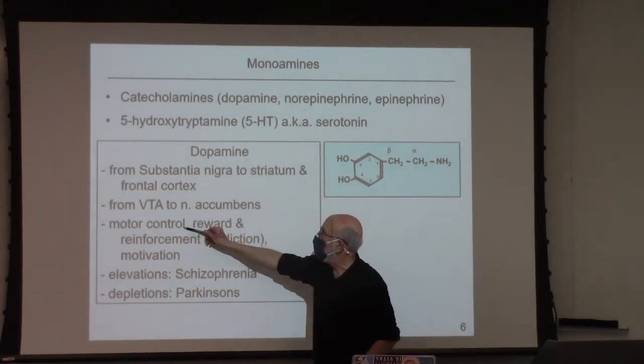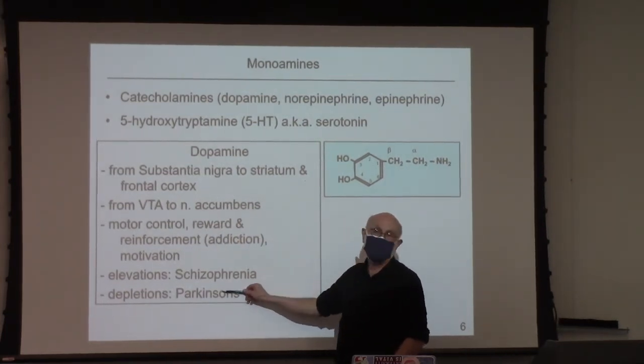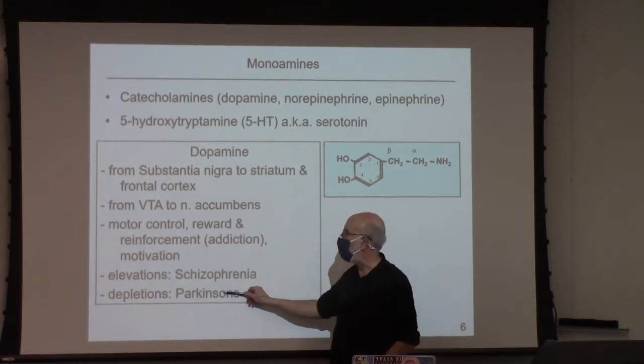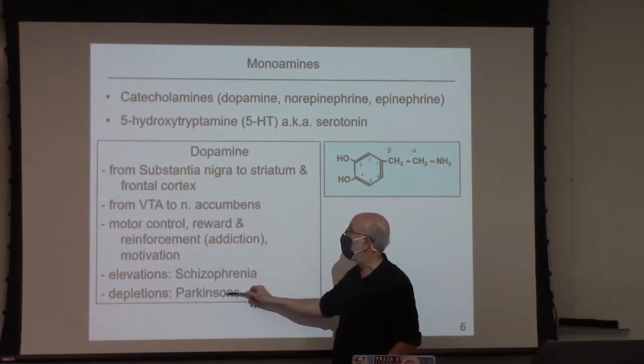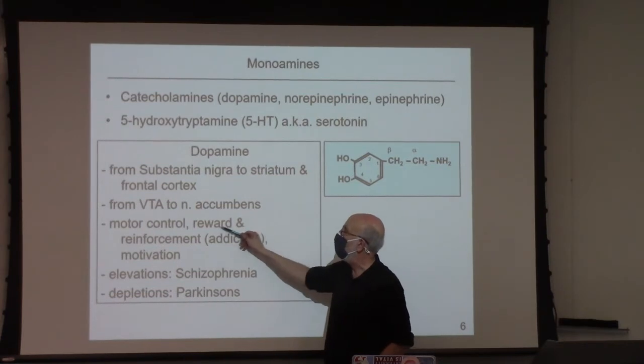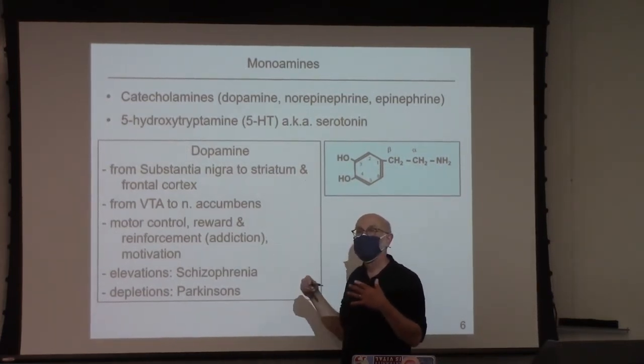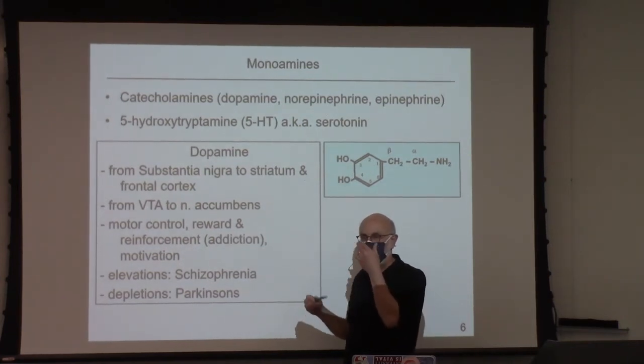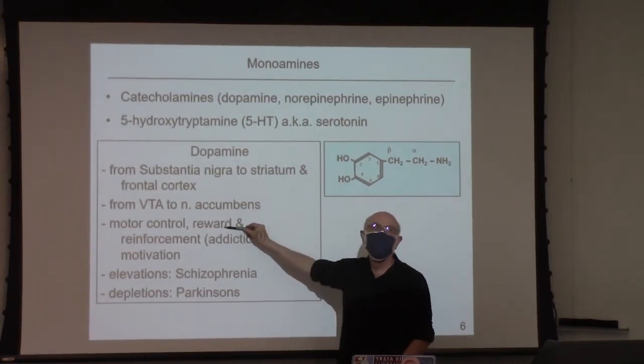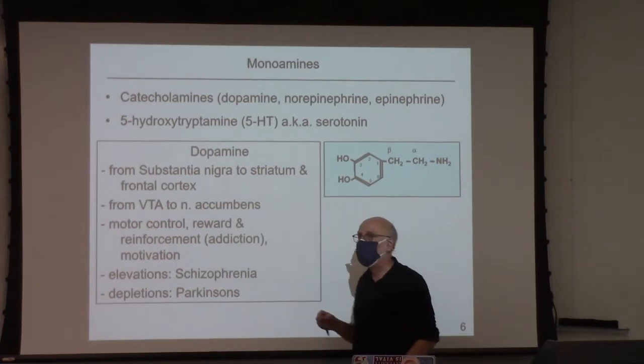So it's important for motor control. It's important for the etiology of Parkinson's disease. It's important for addiction, which is a pathological excess of the reward pathway. We're going to talk about that in a minute.